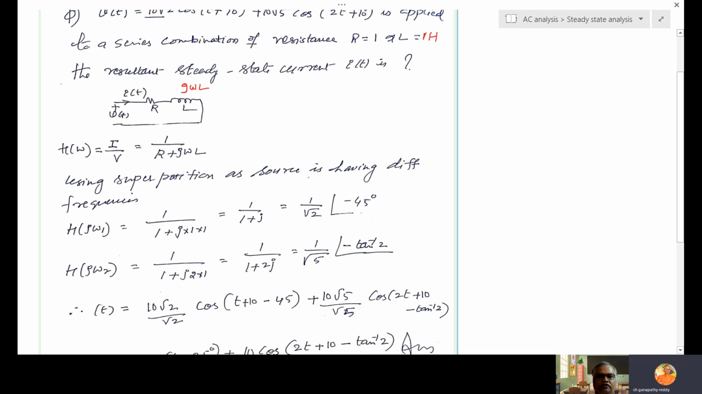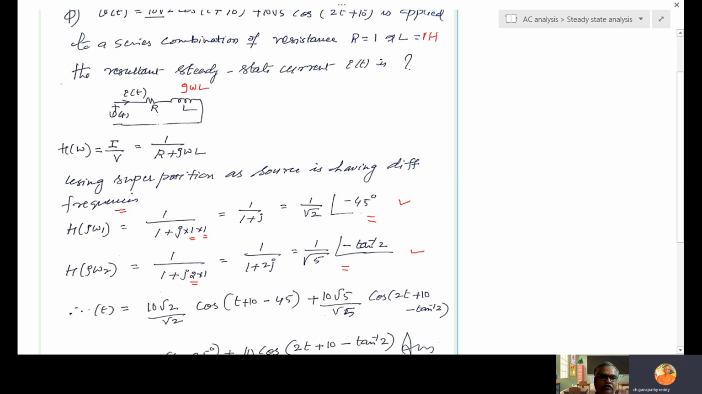Now using superposition, as the source has different frequencies, H of j omega. You can also switch into the S domain, or go straight away in omega. So H of j omega 1 is 1 by 1 plus j omega 1. Omega 1 is 1, no? And the L value is 1. So simplify, you get this. Then H of j omega 2 is 1 by 1 plus j 2, as omega is 2 and the L value is anyway 1. Simplify, you get this. So this is one transfer function, this is another transfer function.